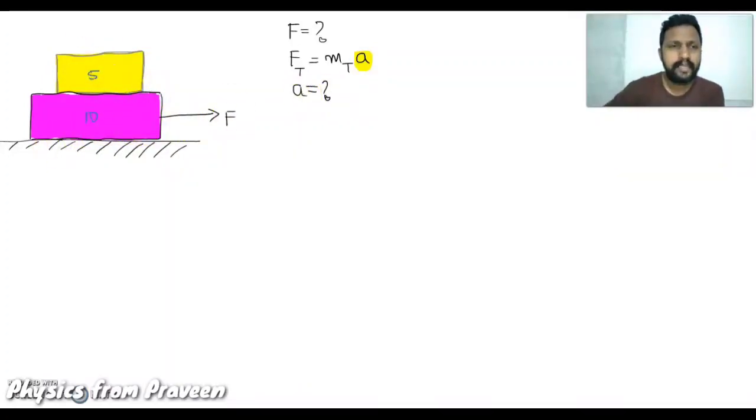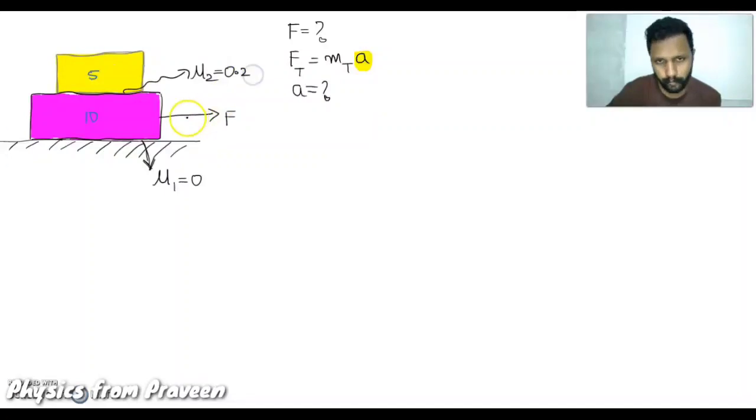For creating a problem like this, let's say the friction between the ground and the 10 kilogram block, mu1, is 0. That is, for simplification, we are taking the ground as a frictionless surface. The friction between the 10 and 5 kilogram blocks, let it be mu2, and let us say mu2 is 0.2.